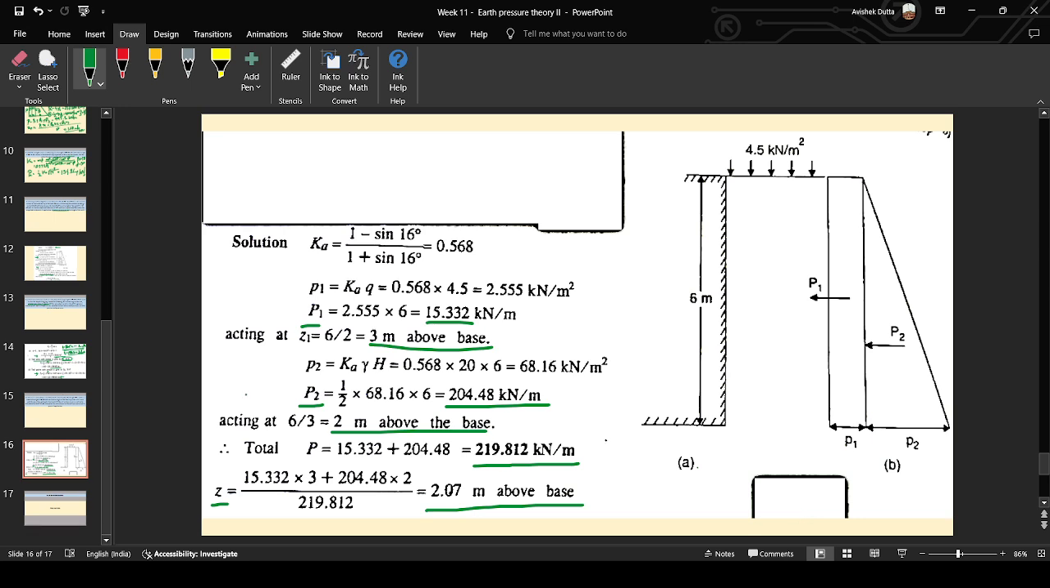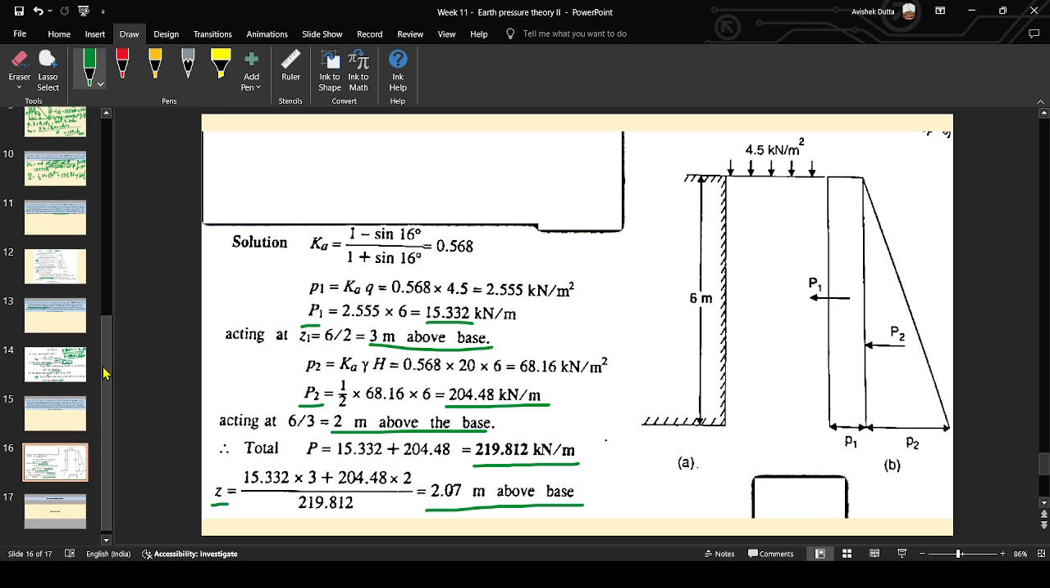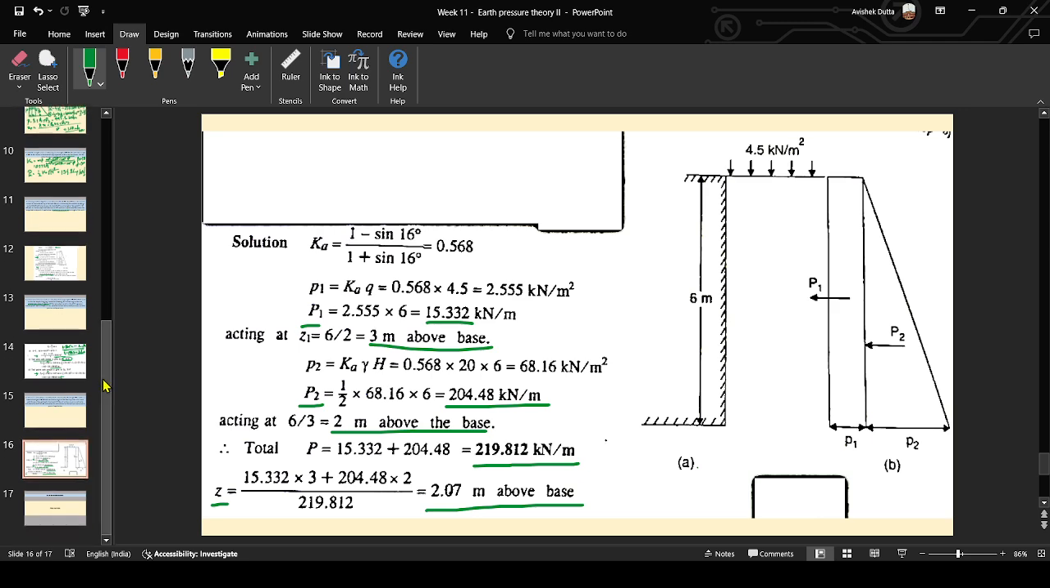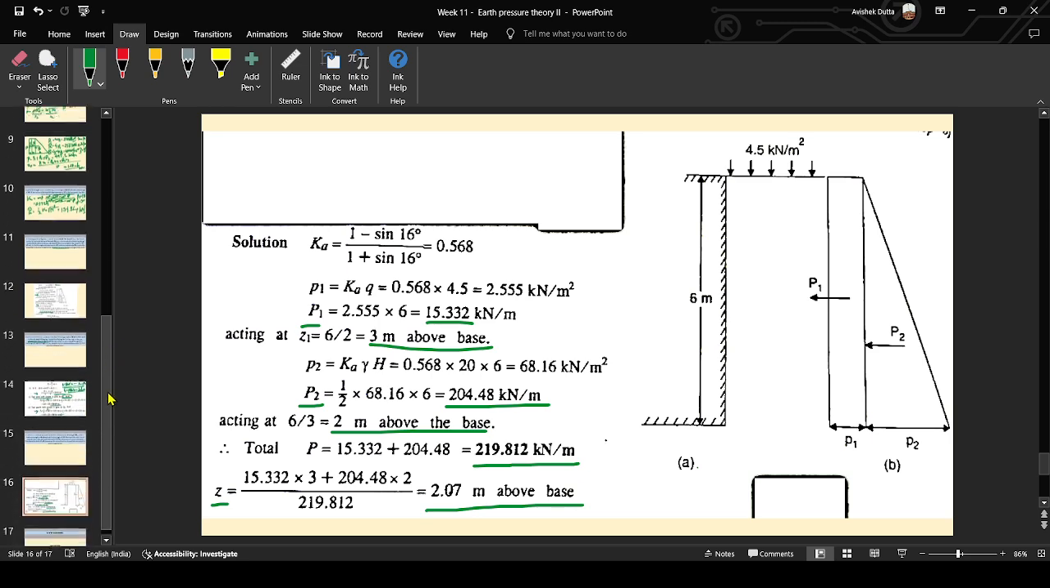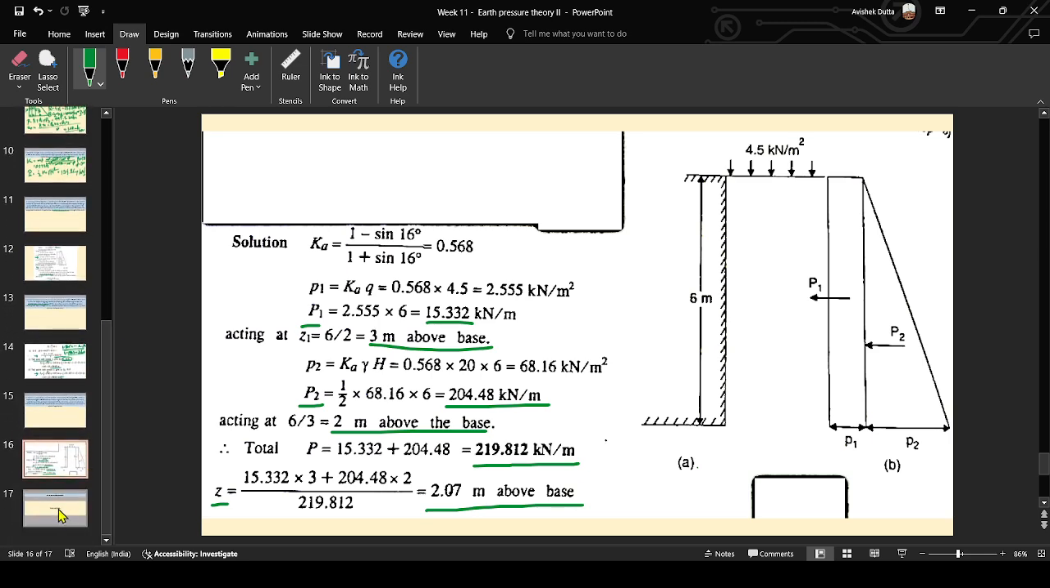So I hope the numericals gave a more detailed idea on how to solve the problems, how to deal with the problems of earth pressure in both cohesionless and cohesive soils, with or without surcharge. So I believe the earth pressure theory is almost over right now. So this unit is completed.